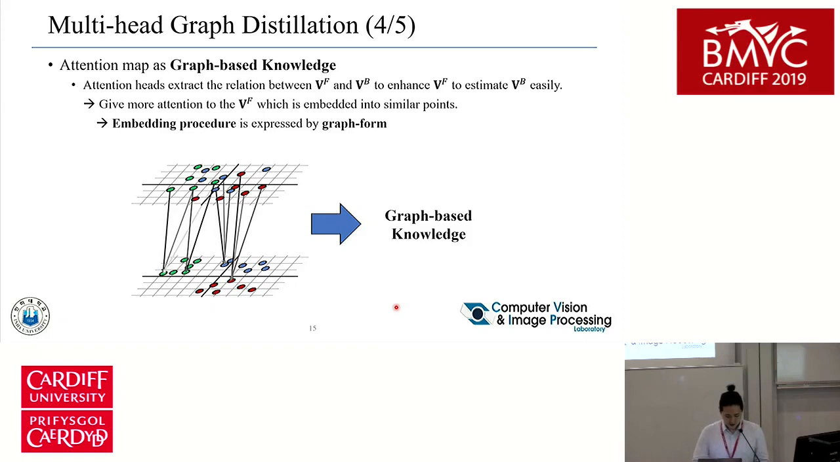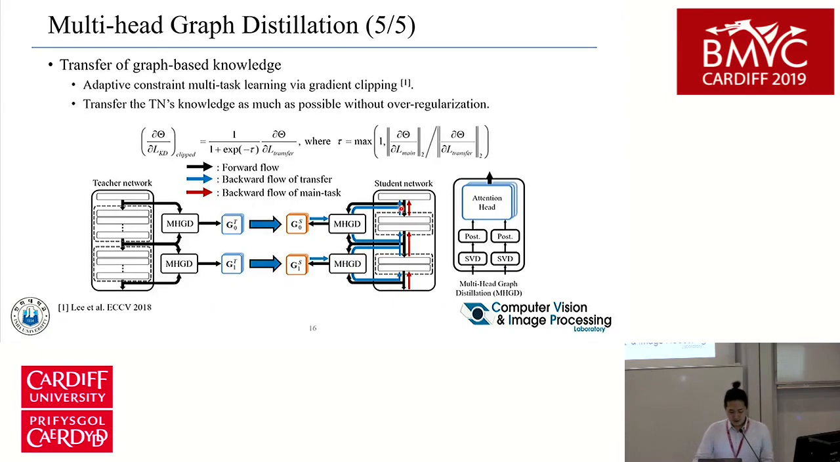The embedding procedure knowledge is formed by a graph structure, so we call this graph-based knowledge. The graph-based knowledge is transferred to the student network by multi-task learning. We apply gradient creeping to adaptively control the teacher's constraint without over-constraint. The detail of this is also described in our previous paper here.